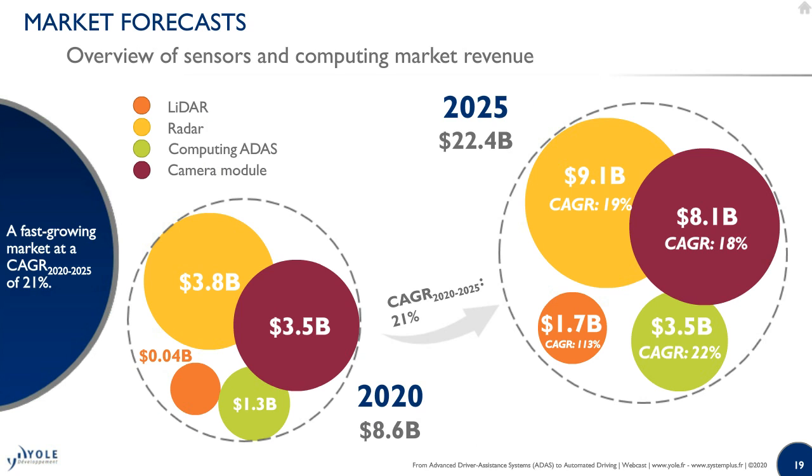So I will conclude my talk on this slide to present you the global market for ADAS sensors and computing. As of today, the global market represents $8.6 billion. This is expected to grow quite fast at 20% CAGR between 2020 and 2025. And in 2025, we expect that this market will reach $22.4 billion. This market will still be driven by camera and radar, because they are the main sensors used in the AEB system. But you see that the LiDAR market is expected to grow very fast at 113% CAGR, which is normal because more OEMs are expected to integrate LiDAR in the next 5 years.